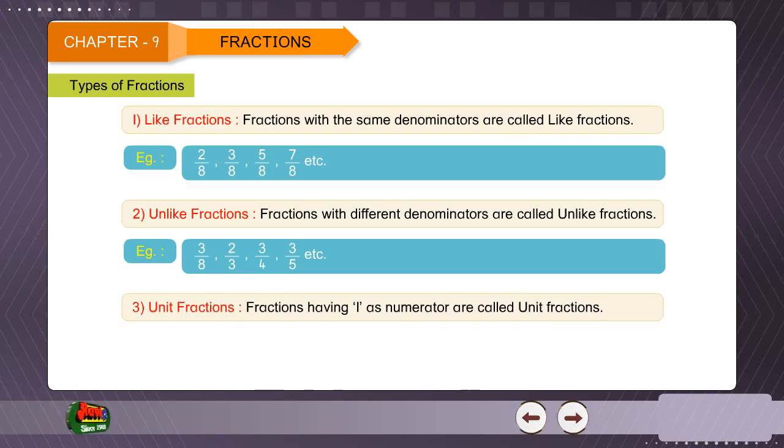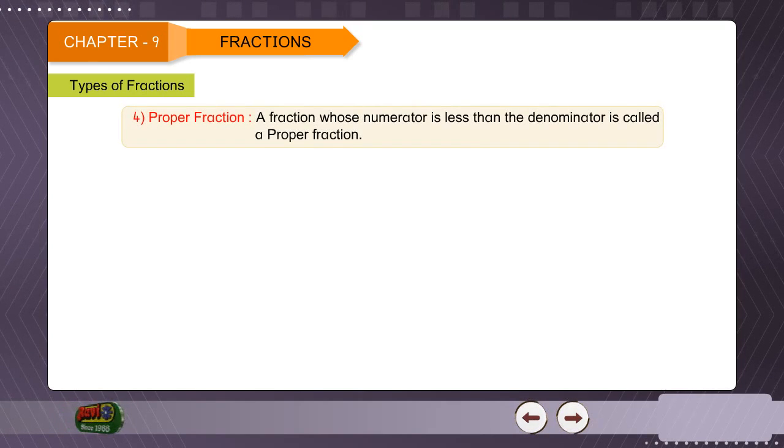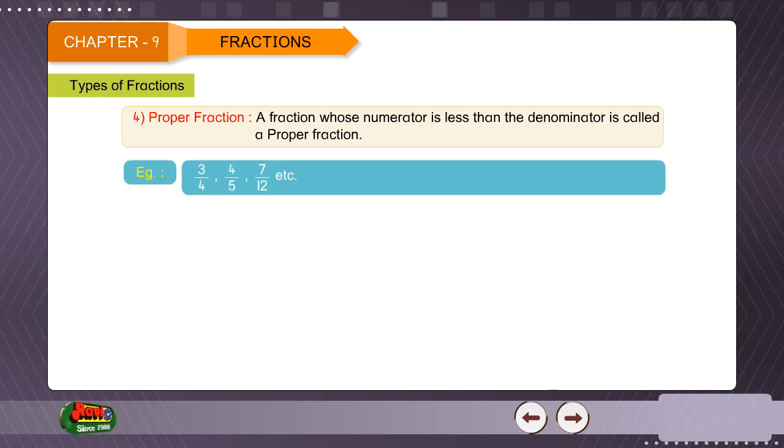3. Unit fractions. Fractions having 1 as numerator are called unit fractions. Example: 1 by 6, 1 by 8, 1 by 5, 1 by 2, etc. 4. Proper fraction. A fraction whose numerator is less than the denominator is called a proper fraction. Example: 3 by 4, 4 by 5, 7 by 12, etc.